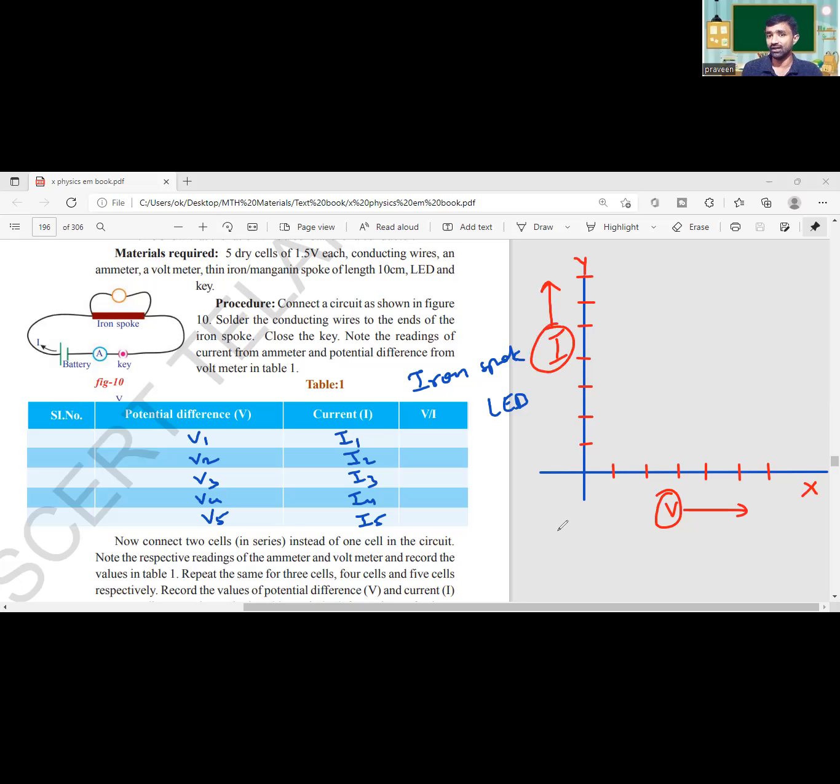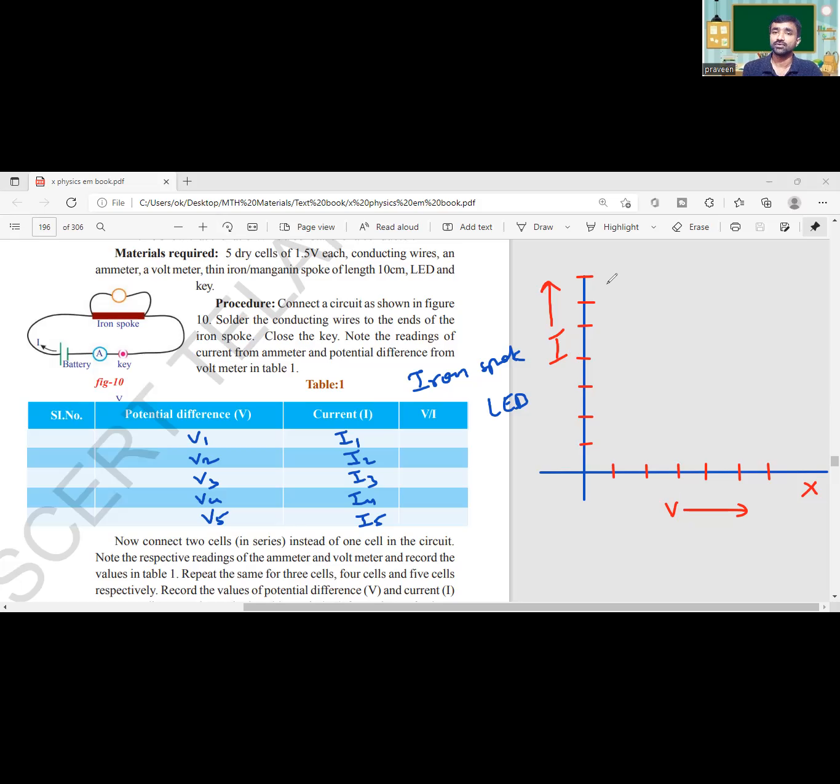In your intermediate level, you learn both graphs, right? That is, on the axis X you are taking current and on the axis Y you are taking voltage. So both are correct graphs, voltage versus current and current versus voltage. But here you are following only this graph: taking the voltage on axis X and taking current on axis Y.